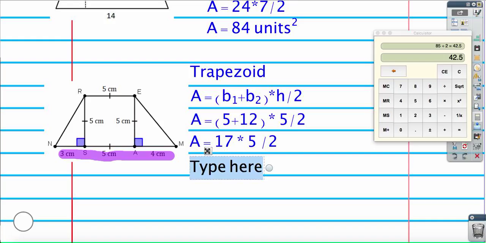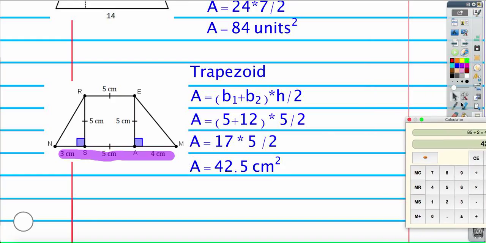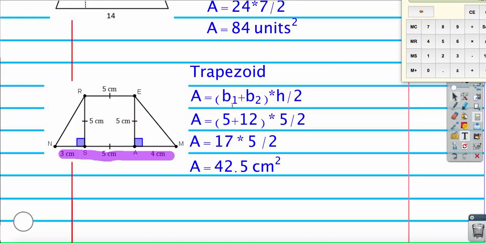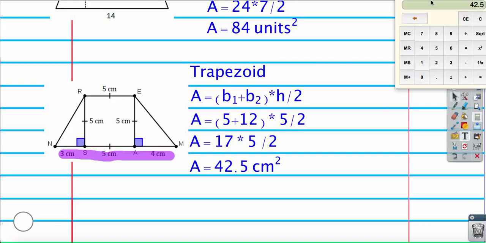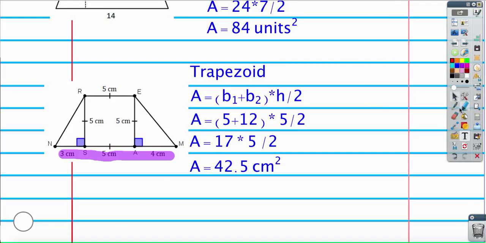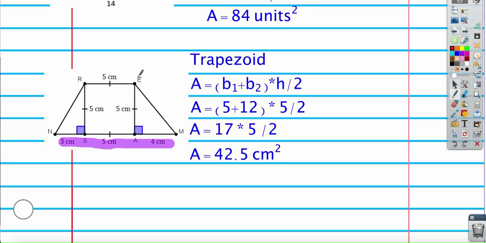So area is equal to 42.5 centimeters, and then we need our squared. All right, so that's how to solve this one as a trapezoid, but if I was going to do it as a composite figure, I'd do things a little bit differently. So I'm going to do it as a composite figure.